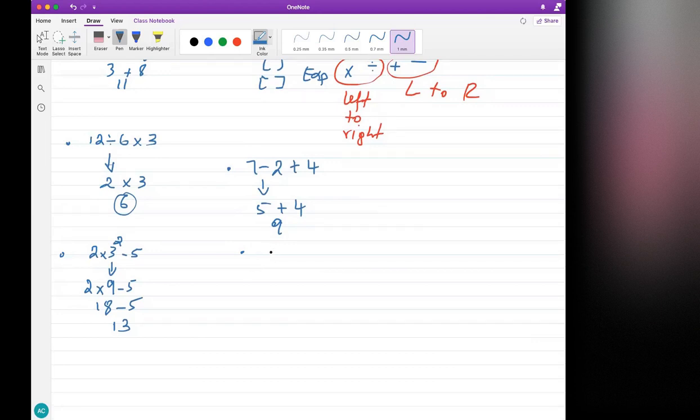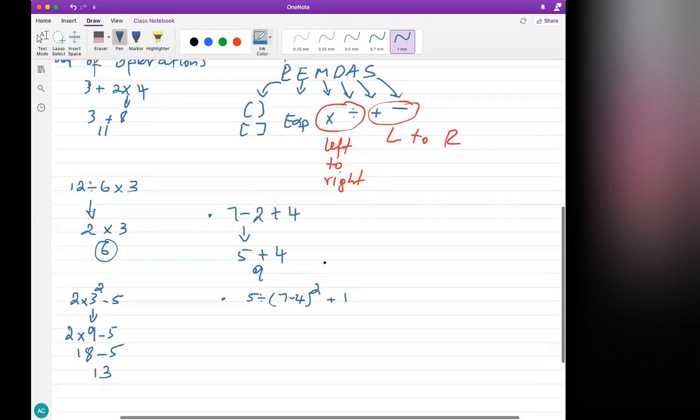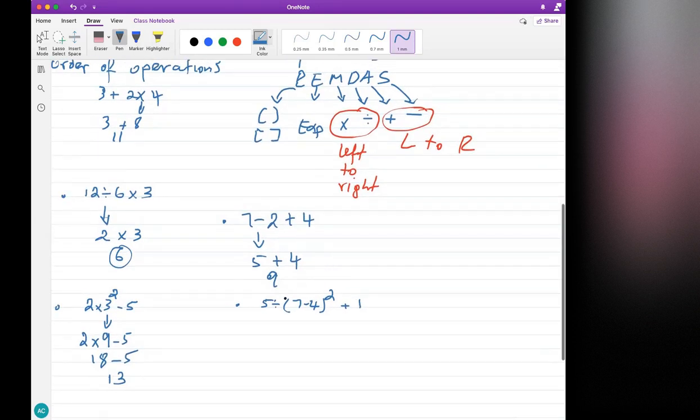So let's say you have 5 multiplied, say, 7 minus 4 to the second plus 1. As you can see now, it's getting a little more complex as we put in more numbers and operations.